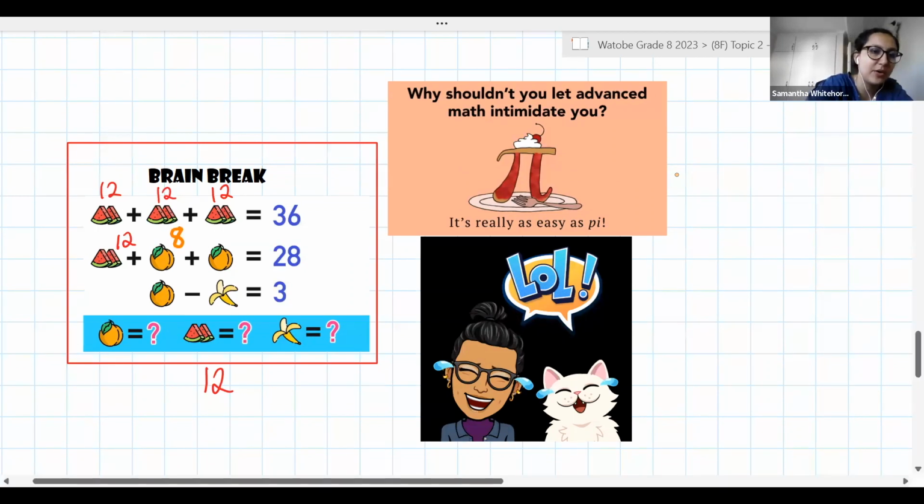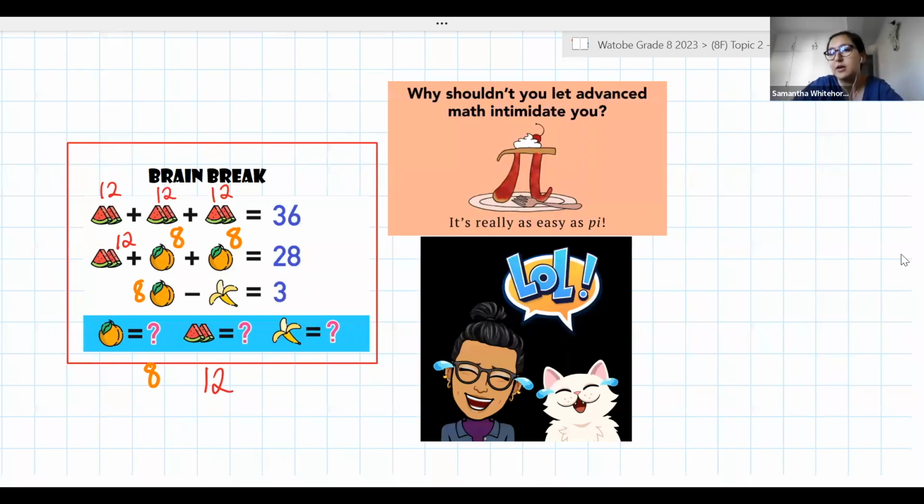Perfect. Okay, I hope we all got that. I'm just going to say it again. We already know that the watermelon is 12. So if we say 28 minus 12 to figure out what the 2 oranges are, we get 16. And so 16 divided by 2, because we've got 2 oranges, is then 8. So now we know that the oranges are 8, so we just have a banana left.